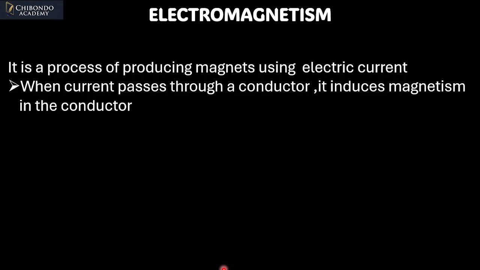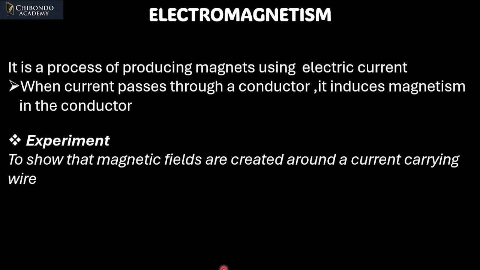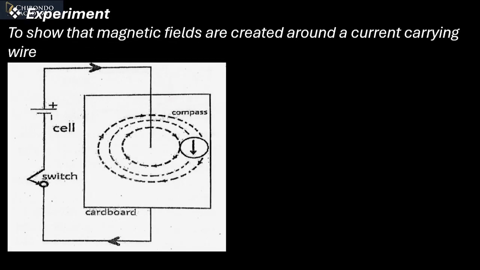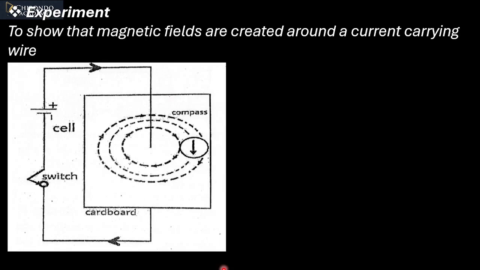So we are saying it is the process of producing magnets by using electric current, or simply saying by using electricity. So when current passes through a conductor, it induces magnetism in the conductor. From there on, we should understand this statement. By having a look at this experiment, we want to show that magnetic fields are created around the current carrying wire.